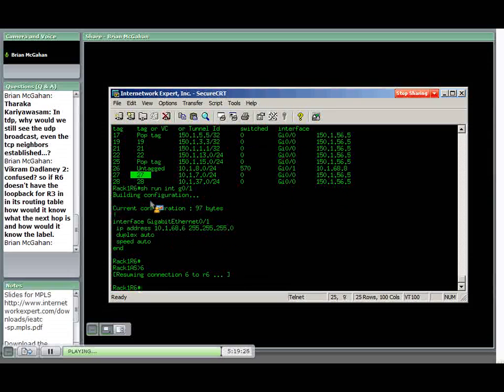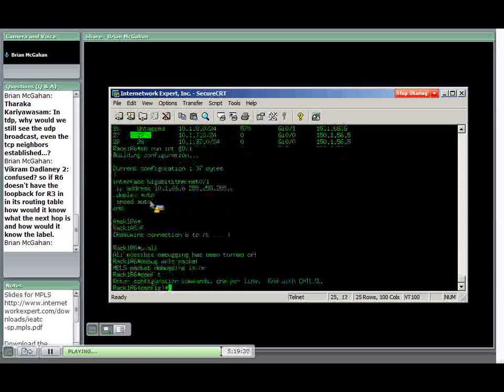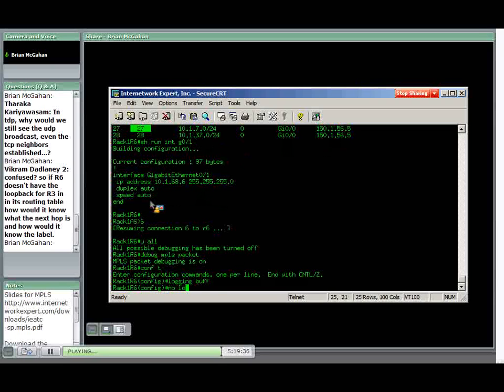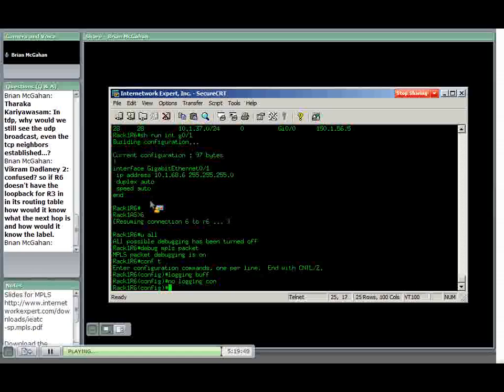Now we can see we have the entry for 10.1.8.0. Okay, this is the network that is being advertised by router 8 through RIP version 2. It says to reach that, we're going to go out gigabit 0/1. The traffic is going to be untagged.